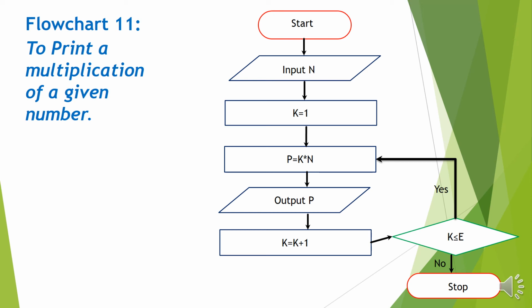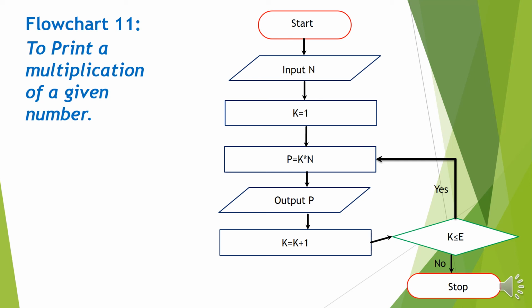In the next step, we will initialize the variable k with 1. In the next step, we will multiply n with k. Like if we want to print the table of 5, then the value of n is 5 and the value of k we already initialized, and in this step we are multiplying. In the next step we are getting the output of the result.